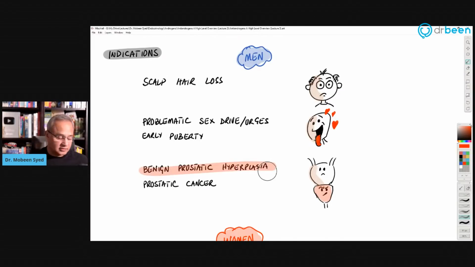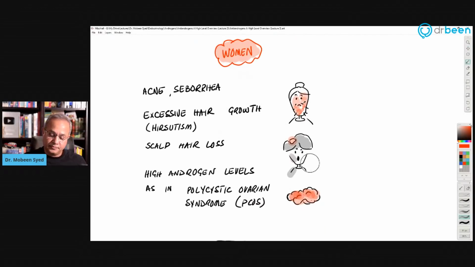So benign prostatic hyperplasia or prostatic cancer. So prostatic cancers are also an indication. In women, acne, seborrhea. So acne are those pimple-like lesions that are also because of the oil in the hair follicle. Seborrhea are more flaky and bigger red lesions of the skin, once again because of the oil and the incorrect secretion of the oils and then infection of that area. So acne and seborrhea.